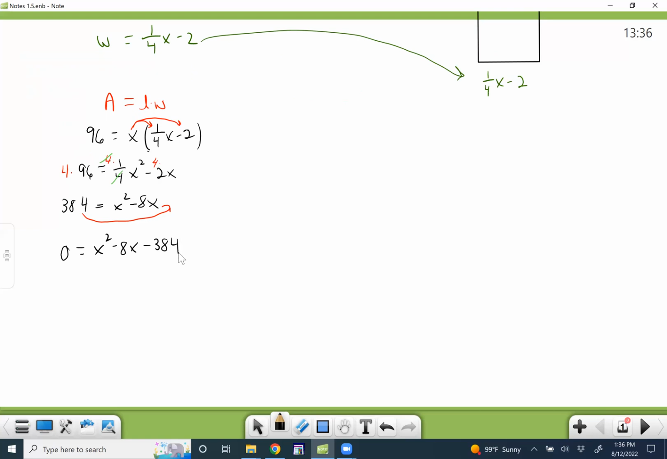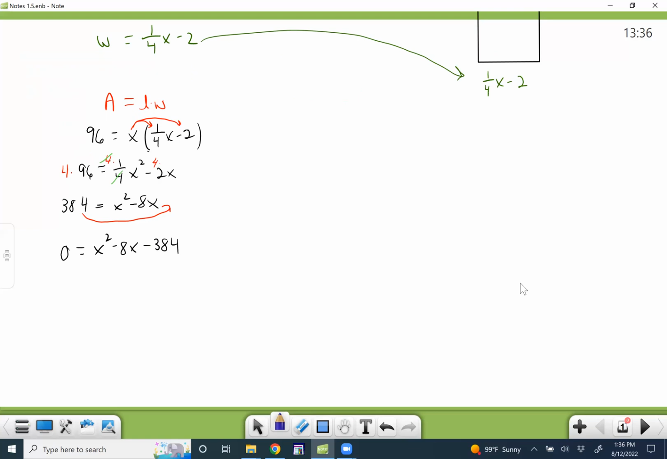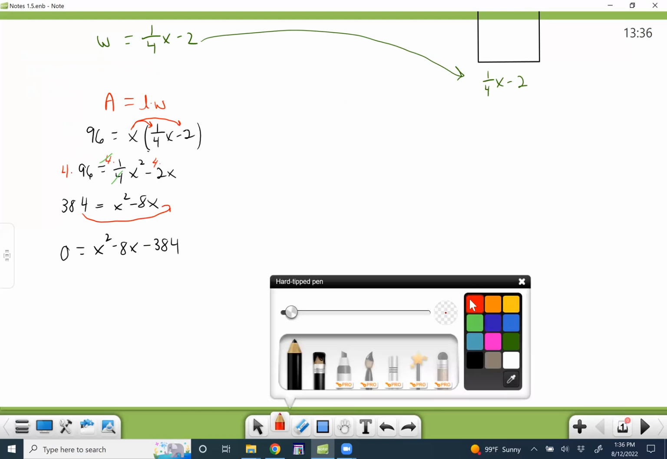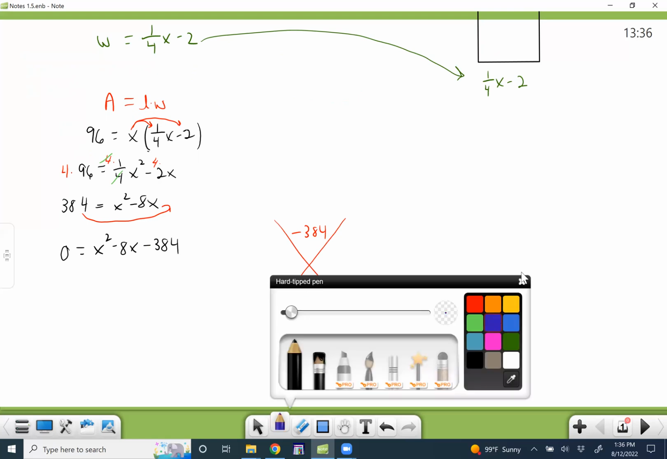Now, if you're a person who just loves the quadratic formula, then go for it as far as the quadratic formula is concerned. I like factoring better, so I'm going to take a little bit of time to see if I can find the factors of negative 384. I should do this in red. Find the factors of negative 384 that add up to negative 8. Okay, so I'm just going to tinker around off to the side.